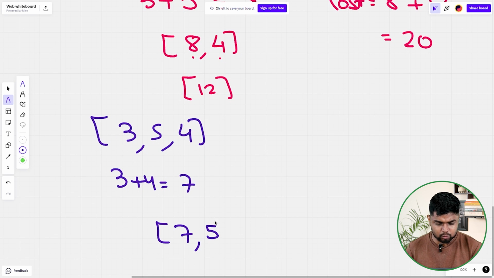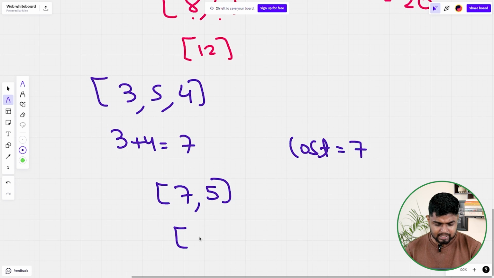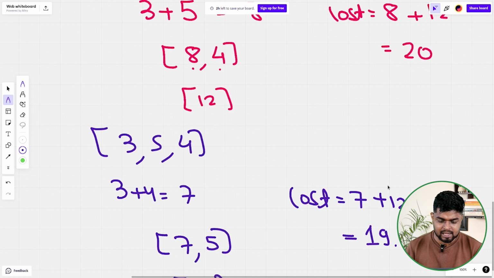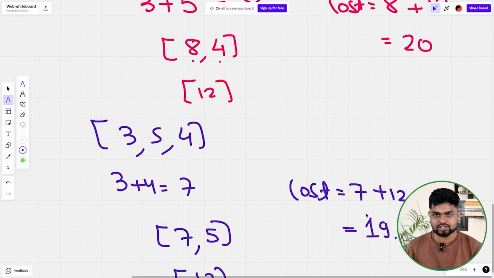The other rope is already 5. So far the cost has been 7. Then after that, you add these two, so you get 12. The cost for this connection would be 12, and now my total cost is 19. This is much less compared to what we got earlier, which was 20. Right now we are getting 19, so this connection is giving us a lesser cost.